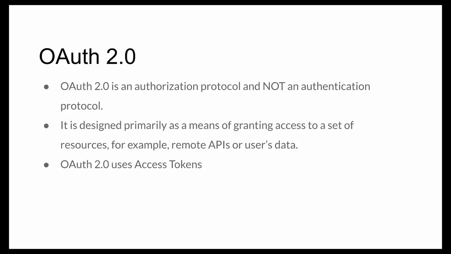Now the other important part of OAuth 2.0 is that it is designed primarily as a means of granting access to a set of resources. Suppose you take the example of Twitter, which has its own API. If you want to access those APIs, you need to request it, right? You will be requesting Twitter to use it, and Twitter will give you some extra details about authorization, client ID and tokens and everything to use those APIs. It's just like that. And OAuth 2.0 uses access tokens.